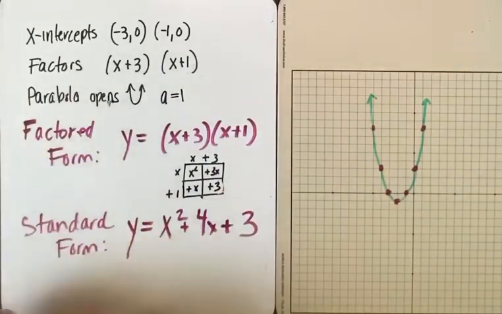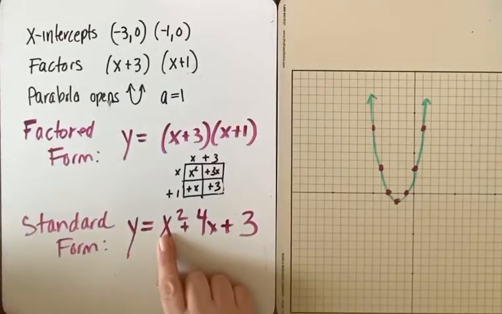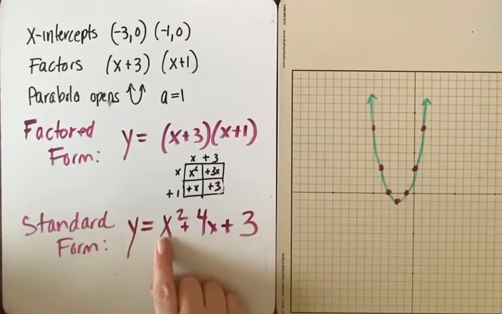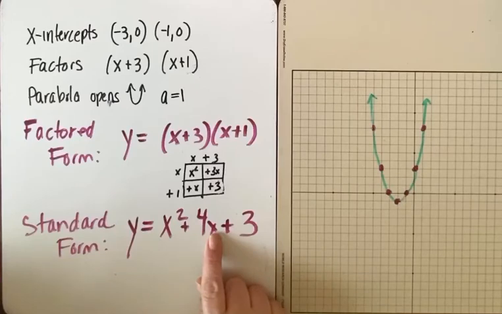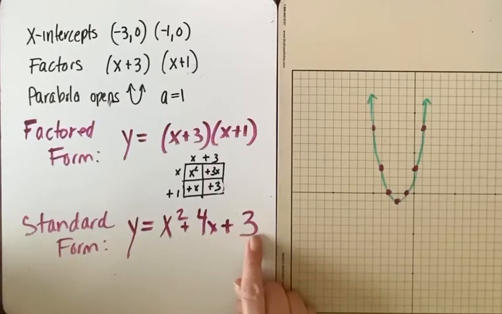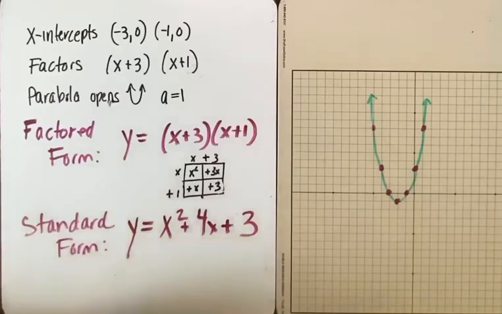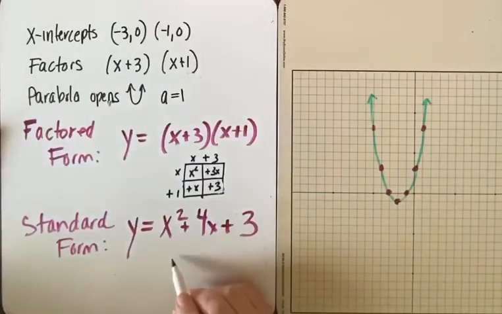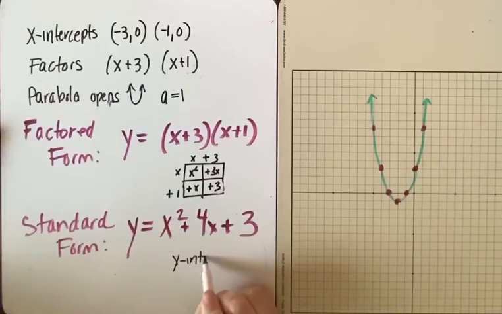If we look at our standard form, one way that we can check ourselves with the graph is if we let x equal 0, 0 squared plus 4 times 0 would be 0. The y value would be 3. That tells us, even though we weren't asked, that the y-intercept would be at the point 0, 3.